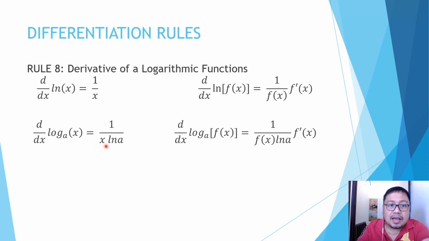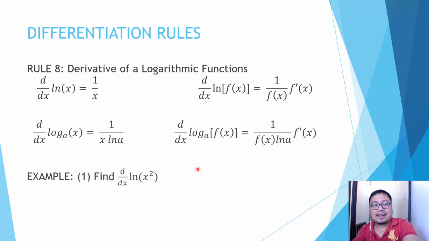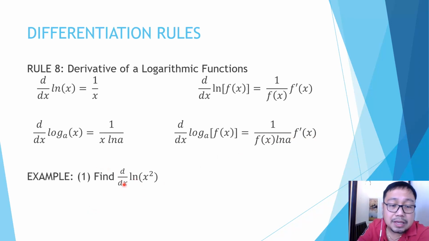Just copy your x, and then ln of a, whatever base you have, just copy it. If it's base 5, 6, 7, or 10, that is your a. And then the derivative of log of a function, base a, will give you 1 over the function, just copy the function, ln of a, times the derivative of your function, f of x. Okay, let's have example number 1. Find the derivative of ln x squared.